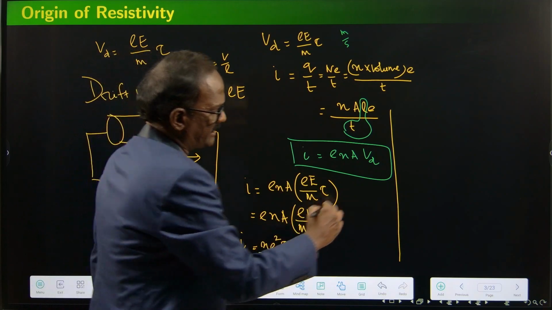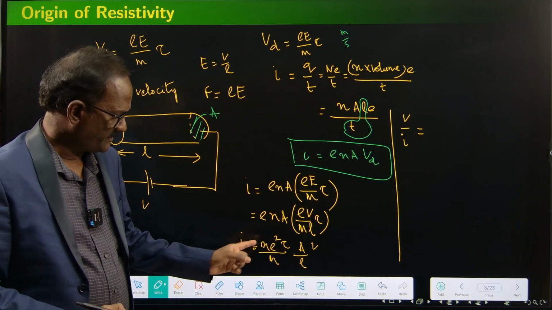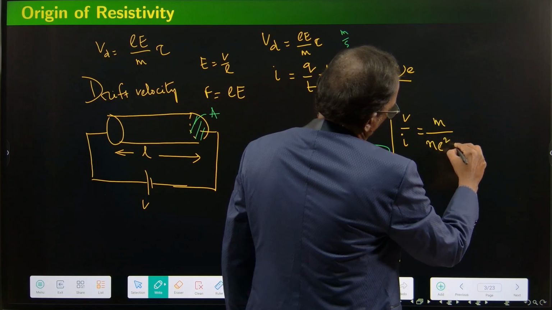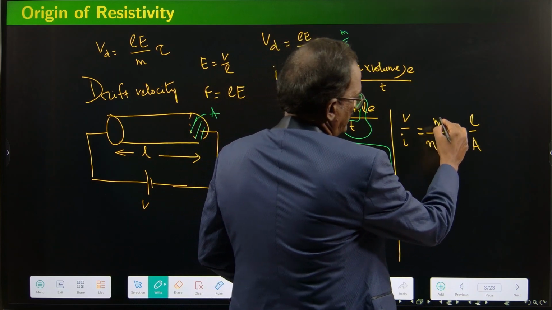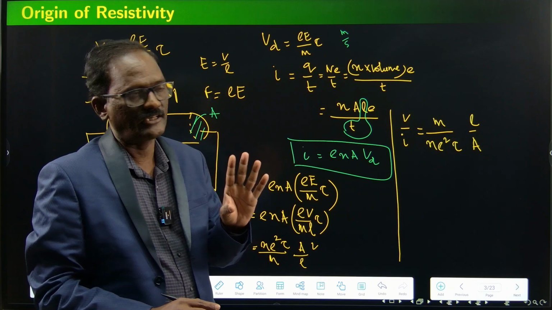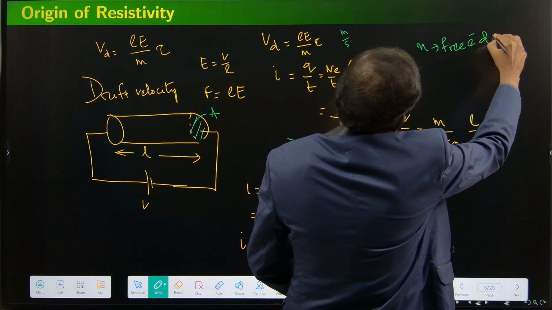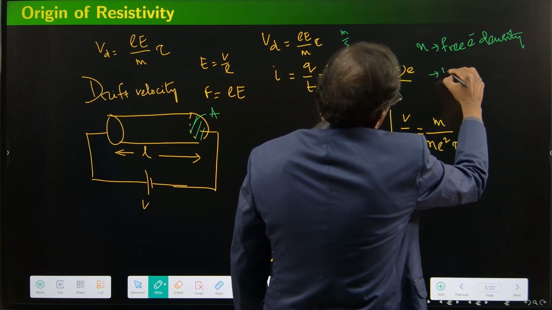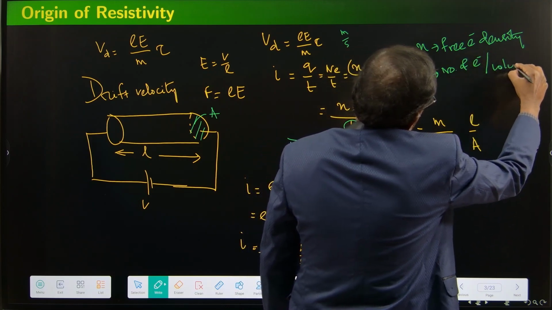Cross multiply it to get the ratio V by I. This is m over n e square tau, L by A. m is the mass of the electron, n is the free electron density, the number of electrons per meter cube. n is the free electron density, number of electrons per unit volume.